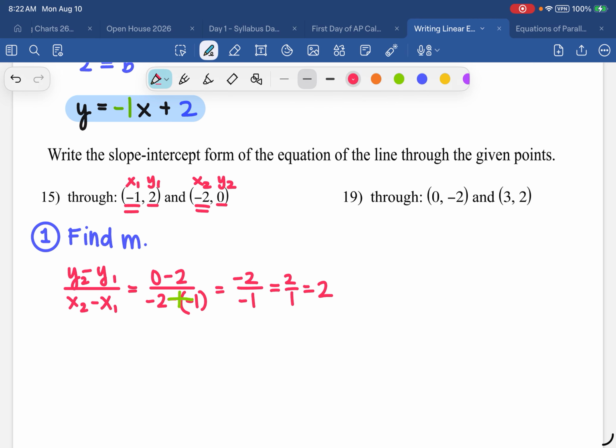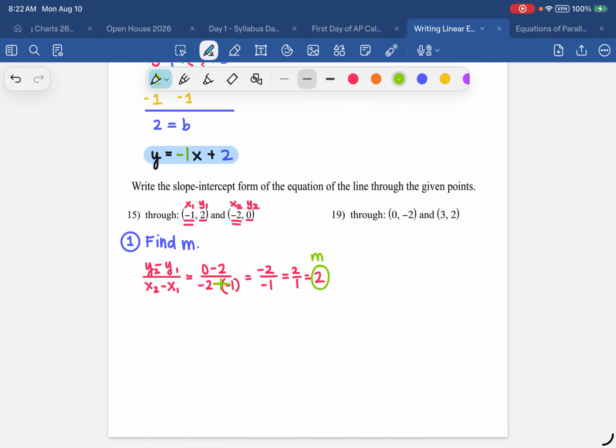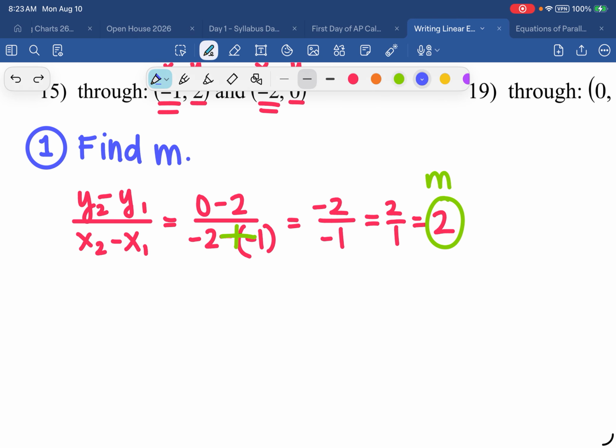So there's our m, right? That's the slope of our line. Now we need to find our b. And to find b, we're just going to do exactly what we did in the first example, where we're going to plug in an x and a y and our m to solve for b. So step 2, find b.